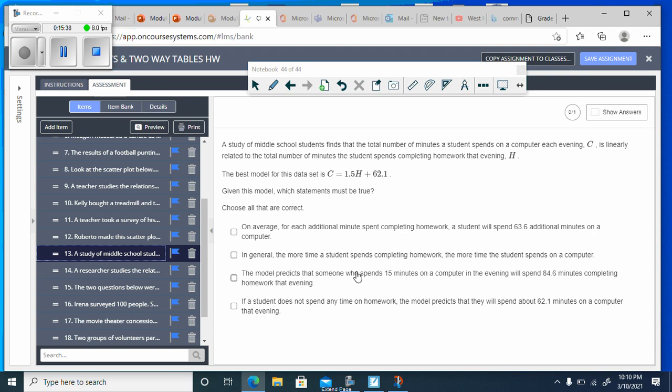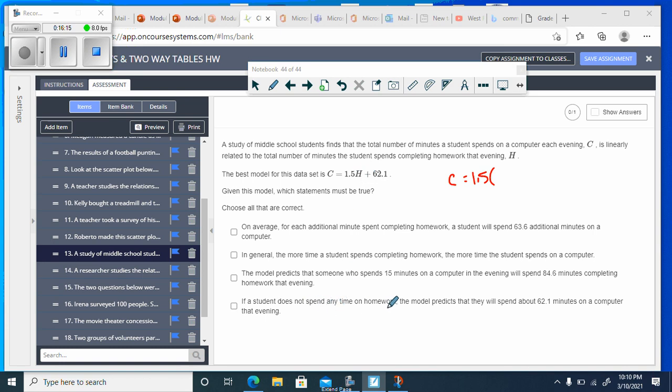The model predicts that someone who spends 15 minutes on a computer in the evening will spend 84.6 minutes completing homework that evening. Well, let's try that and see. 84.6 minutes, let's plug it in. The total amount of time on the computer, if that's equal to 1.5 times, let's see, what did they say? 15 minutes on the computer in the evening. Oh, it doesn't deal with homework, okay? If they spend 15 minutes, you have to put 15 minutes there and see what you got. I don't think that would work.